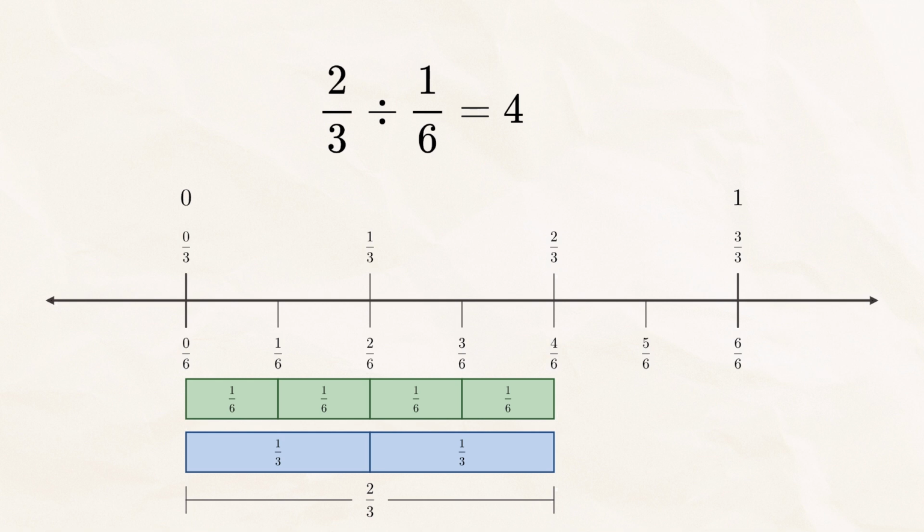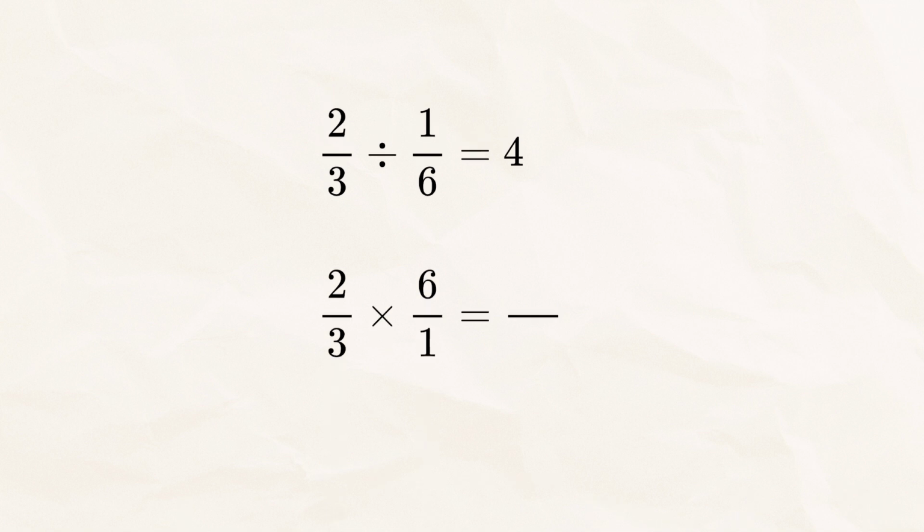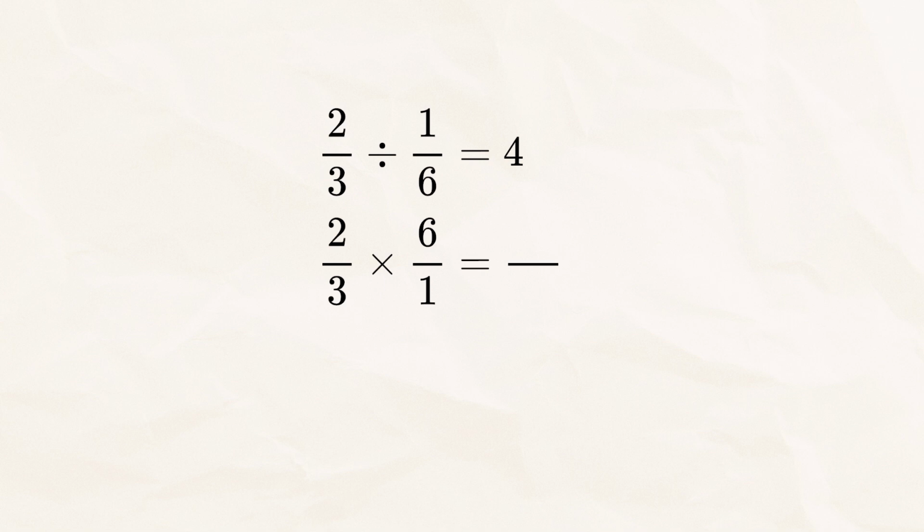2/3 divided by 1/6 is the same as 2/3 times 6/1. And the answer is, let's see here, 2 times 6 is 12. And 3 times 1 is 3. That's 12/3. And 12/3 simplifies to 4.